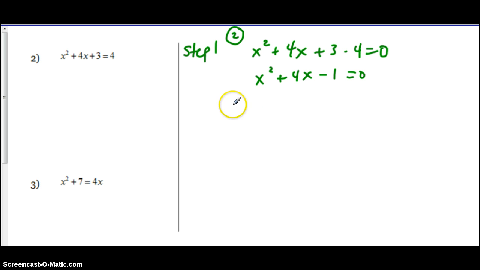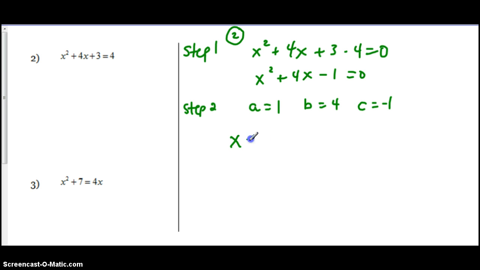So now for step 2, for problem number 2, we're going to say that a is equal to, in this case, 1. There's no number in front of the x squared, so technically there really is a 1 there. And then our b is 4. That's the number in front of the linear term. And then c is negative 1. And we can't find our a, b, and c until it's in standard form, or we will have this incorrectly done. So now we plug into the quadratic formula.